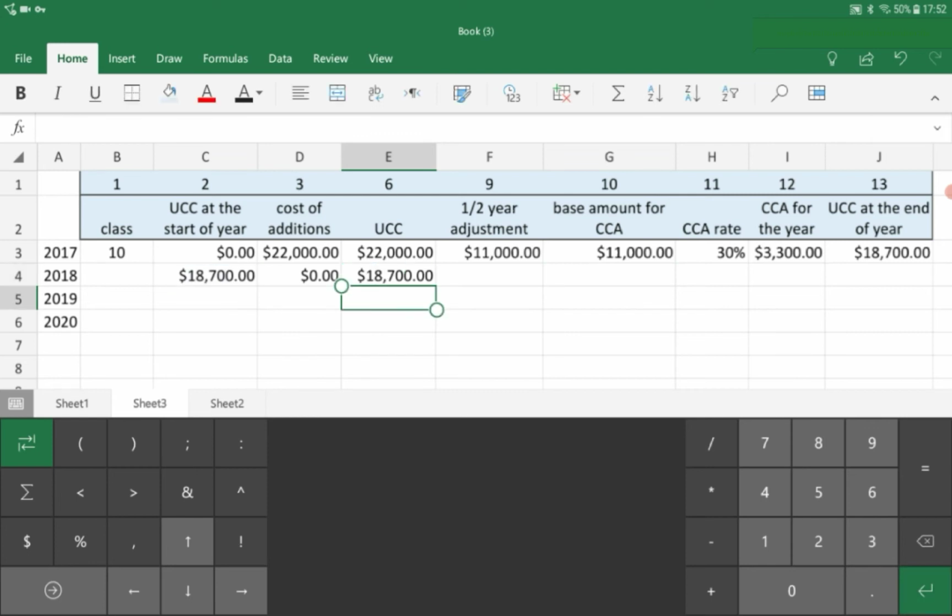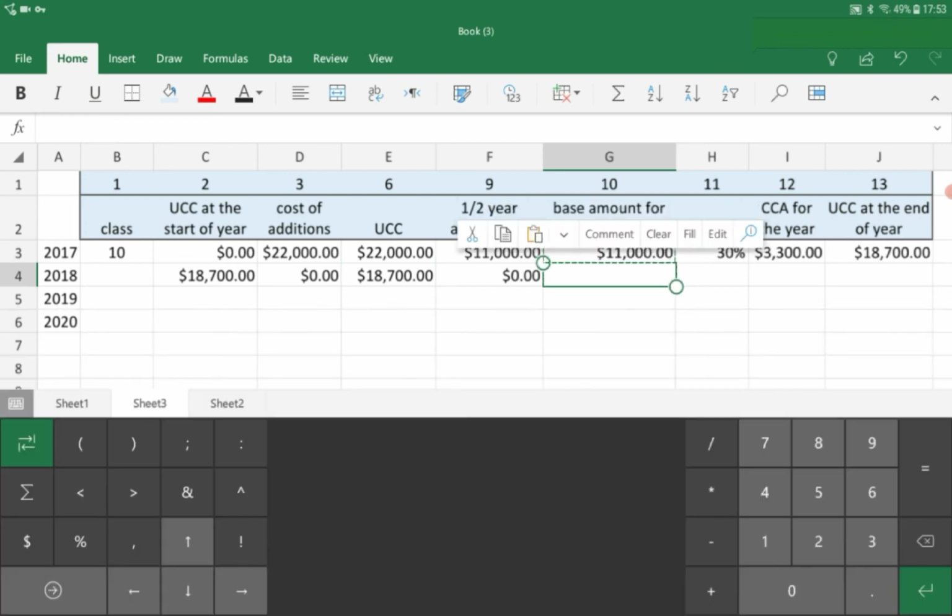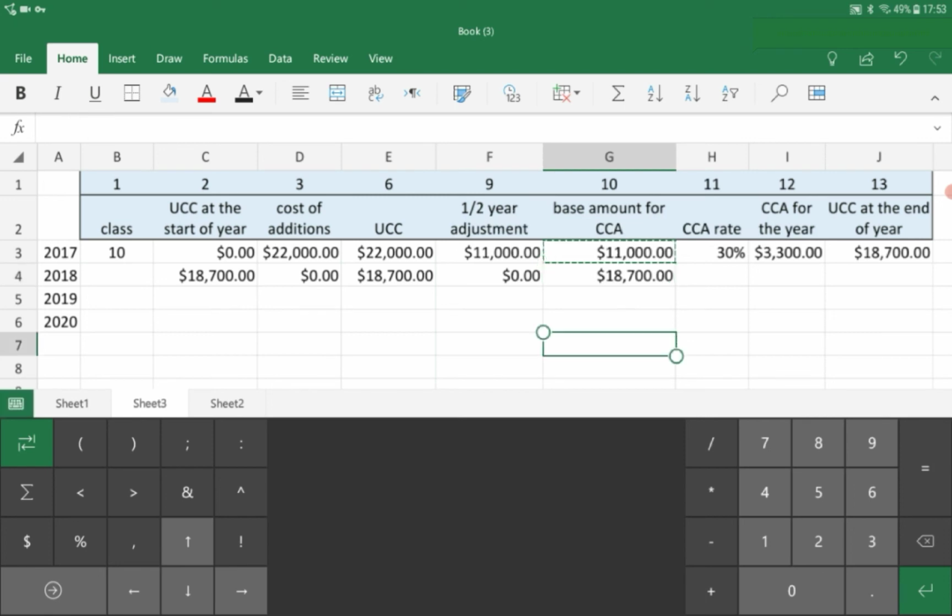We assume it's the same vehicle. So your UCC will be the same as the UCC at the start of the year. The half-year adjustment rule does not apply because this is not the first year you're using the vehicle. And the base amount for the CCA we can just copy and paste.